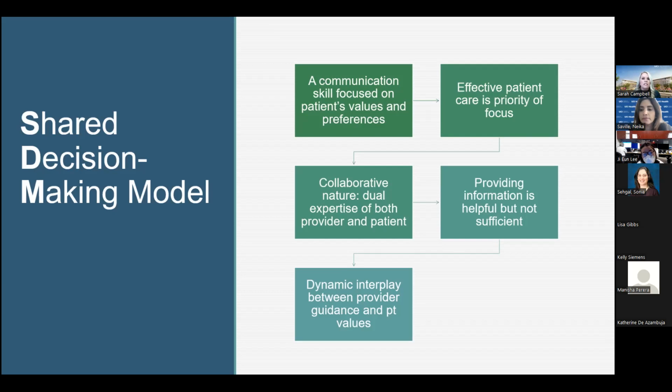Providing information is helpful, but it's not sufficient. In other words, in our role, we can't just provide information about the chronic condition, we have to collaborate with the patient on the chronic condition. So this is a dynamic interplay between both provider guidance and the patient's values.